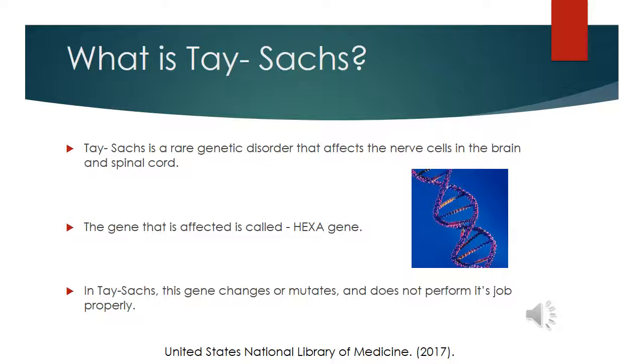In a normal hexa gene, this gene gives the cell instructions to make a specific enzyme. This enzyme helps to break down toxins that build up inside the nerve cell. In Tay Sachs, the enzyme that is supposed to be made is not made properly, so the enzyme cannot break down the toxins that are being built up inside the cell. This buildup of toxins is what causes the signs and symptoms of Tay Sachs disease.